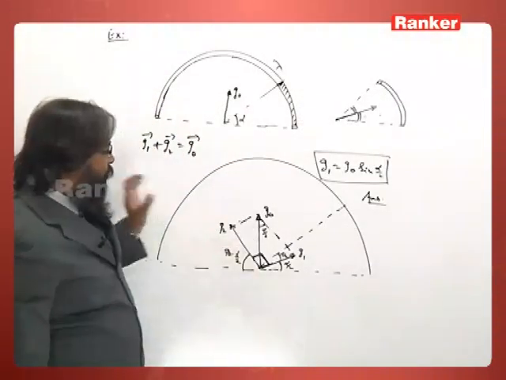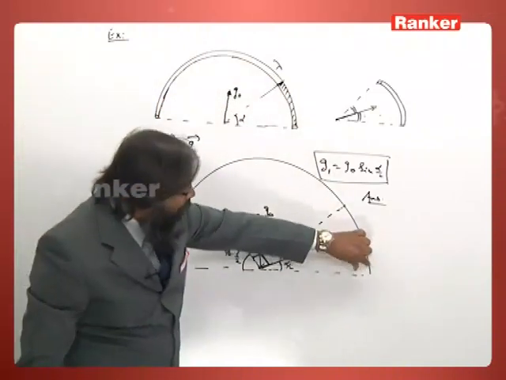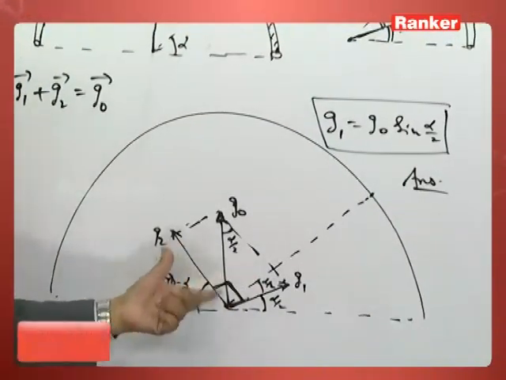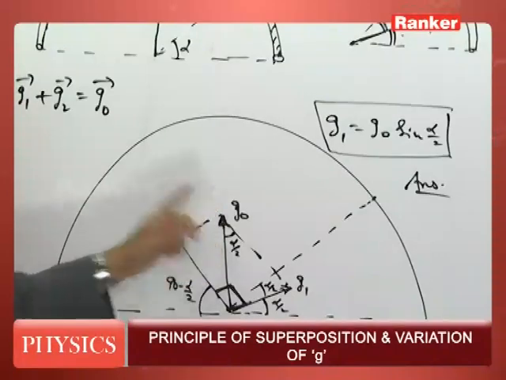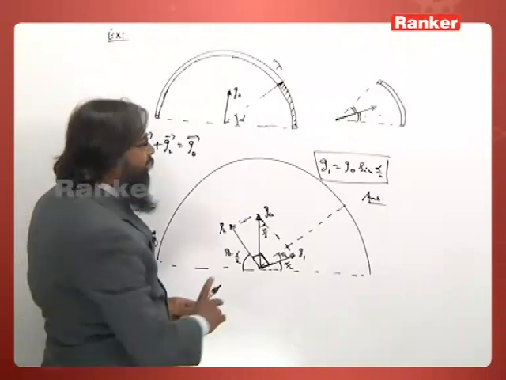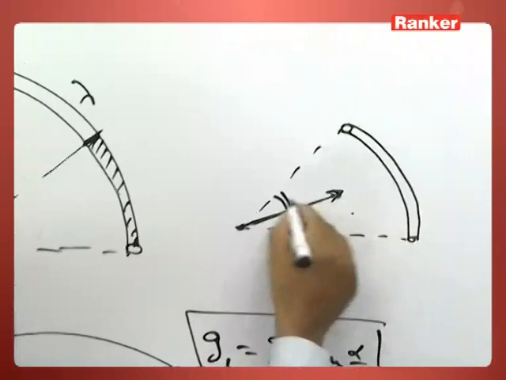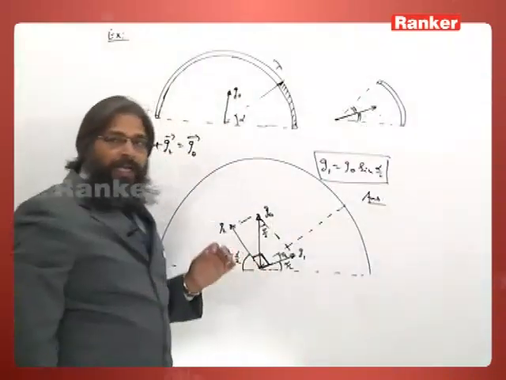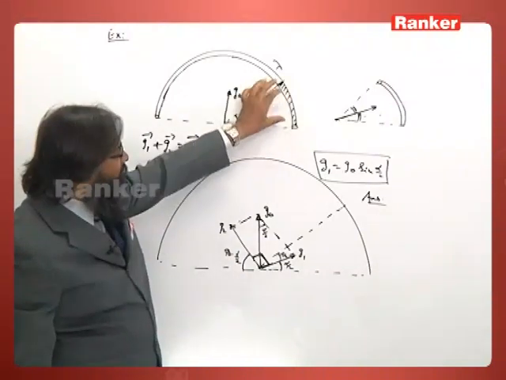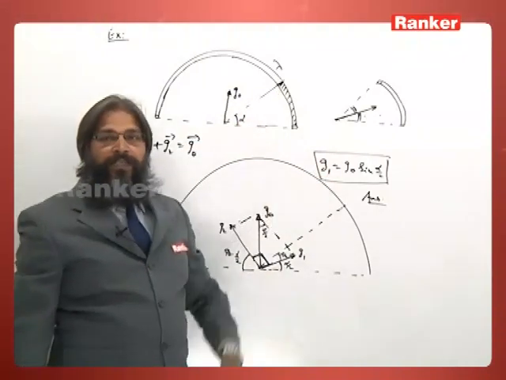So as you see here, the total field which is G naught is the sum of this field and the field due to this portion, that is G1 and G2. Vector sum of G1 and G2 gives G naught. And we have further used the symmetricity idea that if this is an arc, then the gravitational field here will bisect these two angles. So with the help of symmetricity and superposition, we are able to relate the field due to this ring at the center and due to an arc at the center.